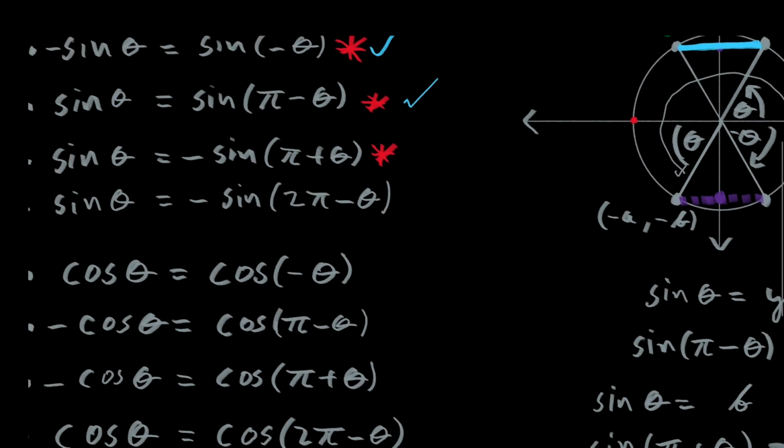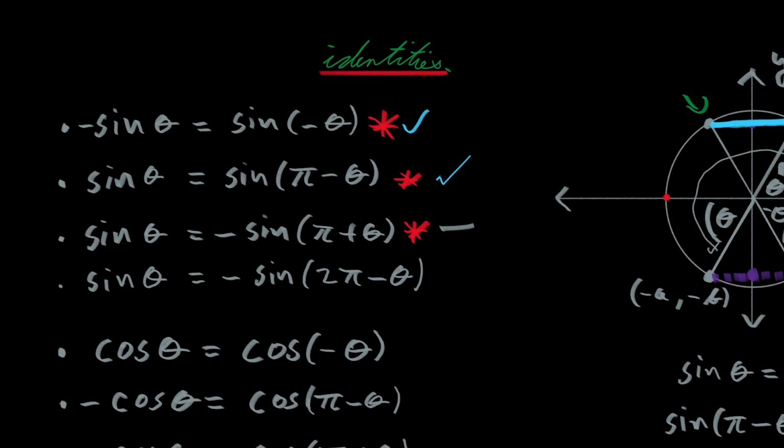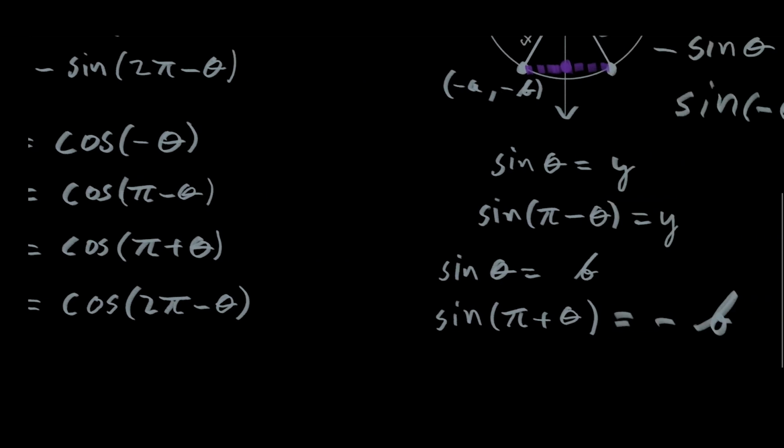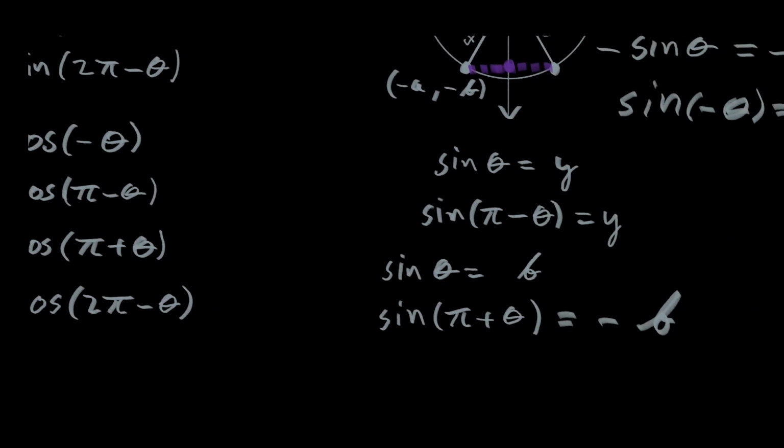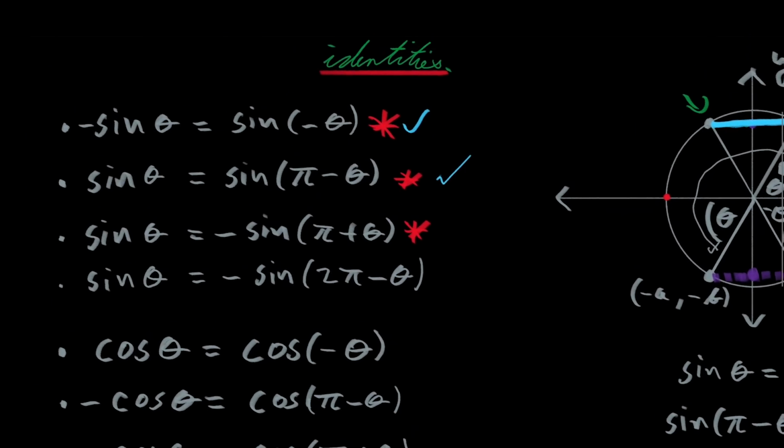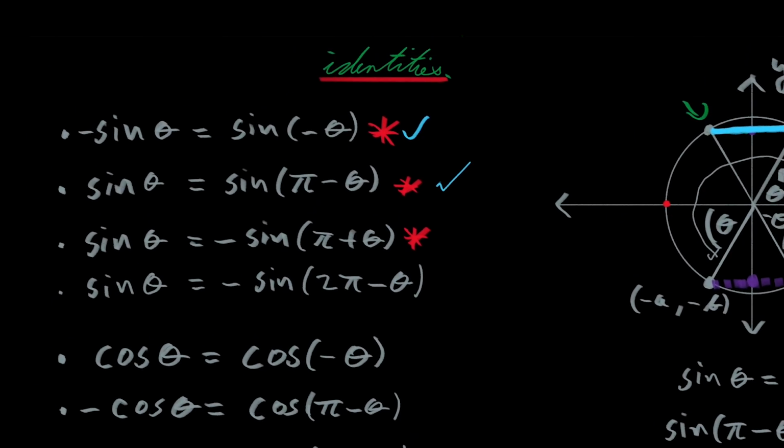But remember, this identity here says that the sine of theta is equal to negative sine of pi plus theta. So if we multiply both sides by -1, we have to do that on the right hand side to keep the equation balanced. We will just get positive b. So we can see that these two are equal because they're both equal to b, and that's just what the identity says. So we can tick that one off.